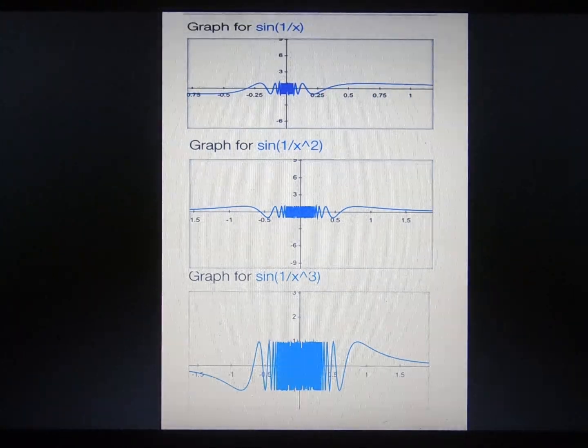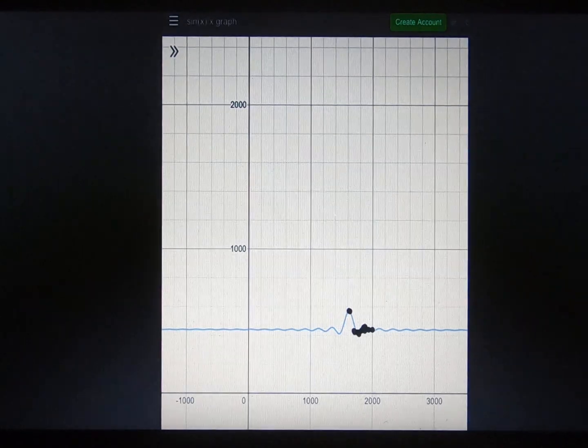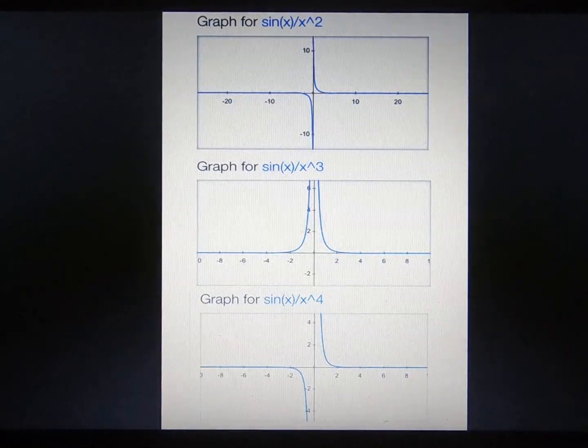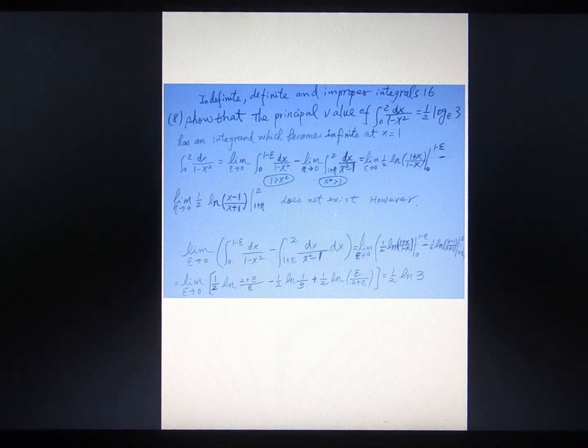So for the previous integration, you can see the graph looks like that. And this is the last example.